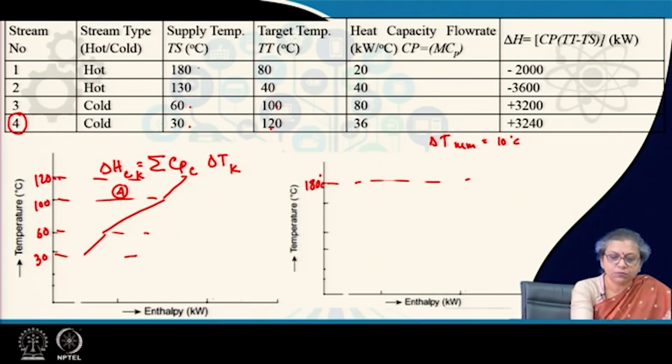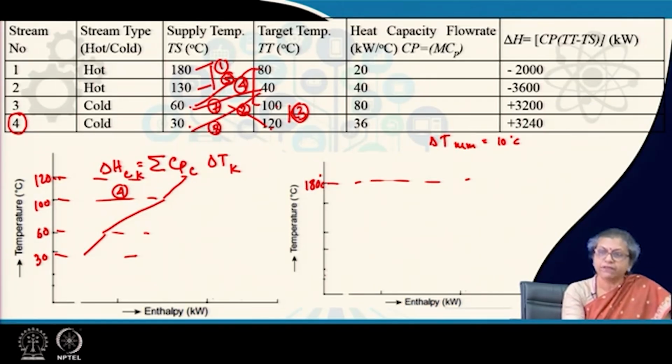So, in this case it should be 180 to 130, this is the first interval. From 130 to 120, this is going to be the second interval. 120 to 100, the third interval. Then 100 to 80, this is going to be the fourth interval. 80 to 60, fifth interval. 60 to 40 is the seventh, and then 40 to 30, this is going to be the eighth interval. So, in this way we are going to divide this whole thing.